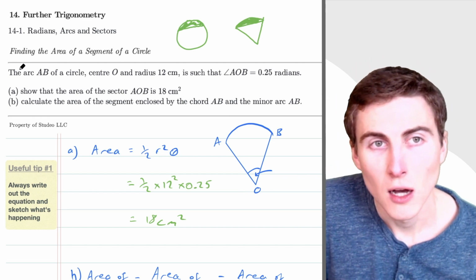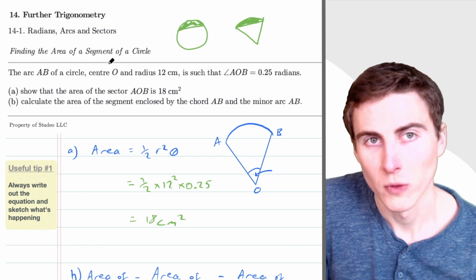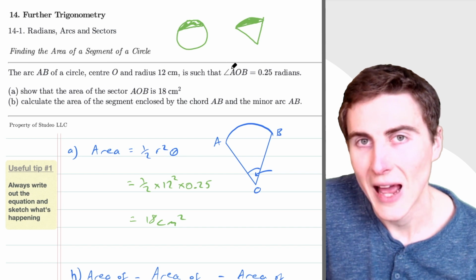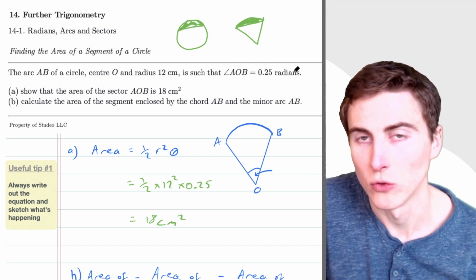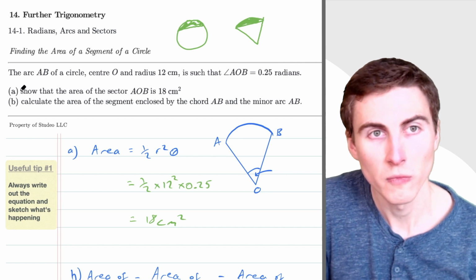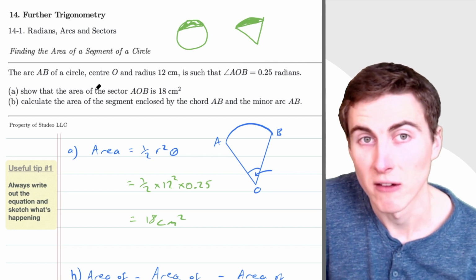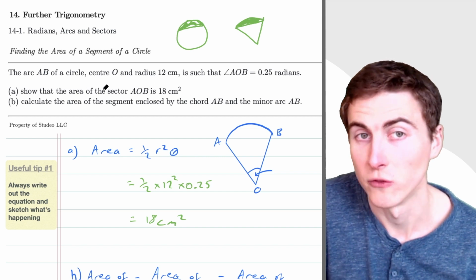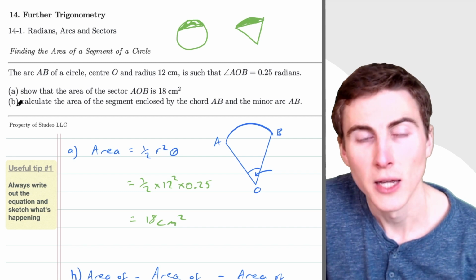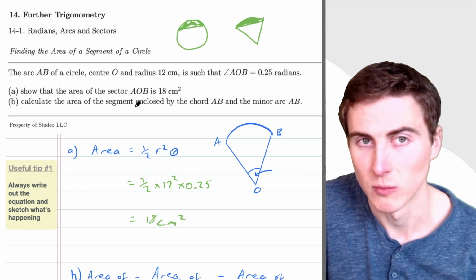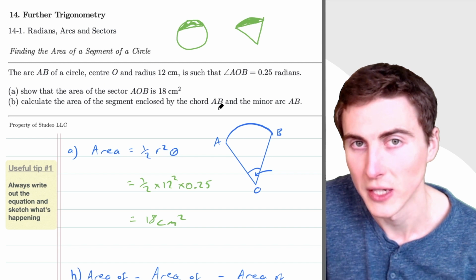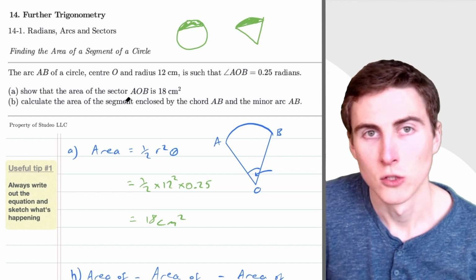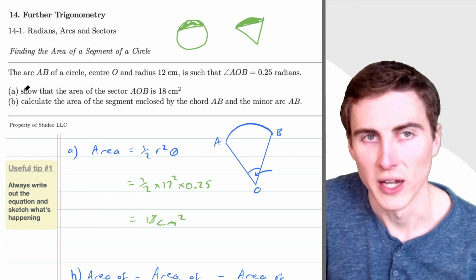It says the arc AB of a circle with a center O and a base of 12 centimeters is such that the angle AOB is 0.25 radians. For part A, we have to show that the area of the sector is 18 centimeters squared. So that will be using the formula that we learned in the last video. And then for B, we have to calculate the area of the segment that's enclosed by the chord AB and the minor arc AB. Don't worry about B too much at the moment, let's just focus on A.